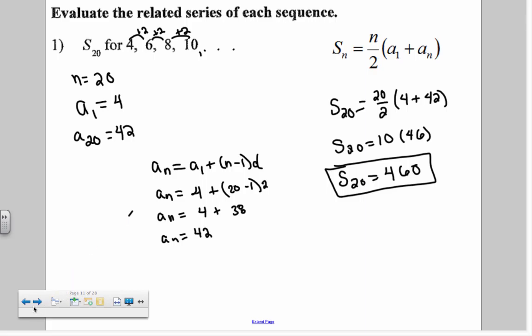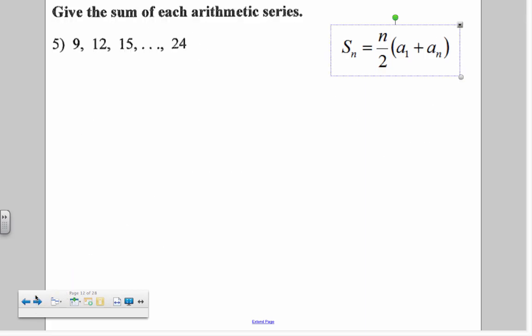Okay, let's take a look at the next problem. This one says, give the sum of each arithmetic series. Here they give me a series, and it looks like they give me the first couple terms and the last term. So let's figure out what I need to know and what I do know. I know my first term, a sub 1, that's 9. I don't know my n, but I do know my last term, my a sub n, which is 24. So I really need to figure out what n is.